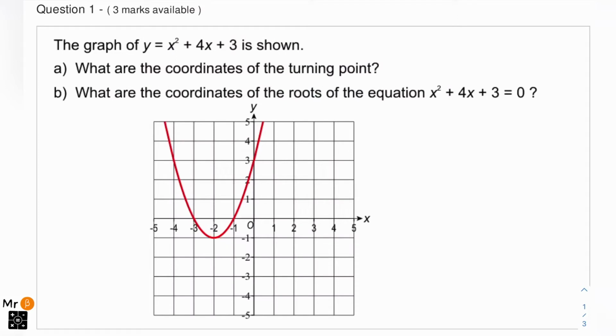So we know that here is our turning point, and it's this coordinate at the bottom of your graph on this question. Therefore our coordinate would be -2, -1. It is then asked for the coordinates of the roots of the equation x squared plus 4x plus 3 is 0. We know our roots, which are equal to 0, is when it crosses your x-axis. So we can highlight those two on the graph. It's asked for the coordinates, so we would need to write that x is -1 when y is 0, and x is -3 when y is 0.